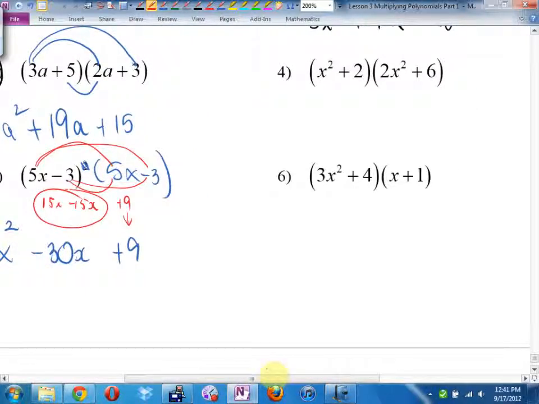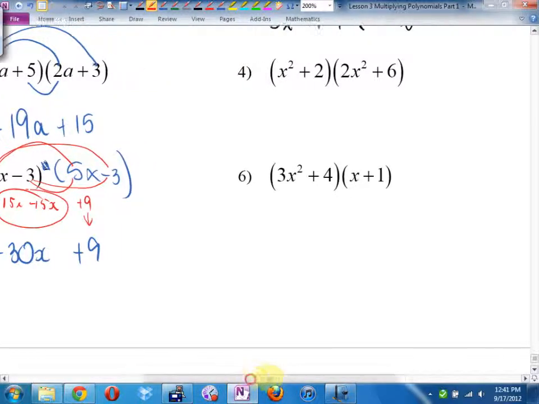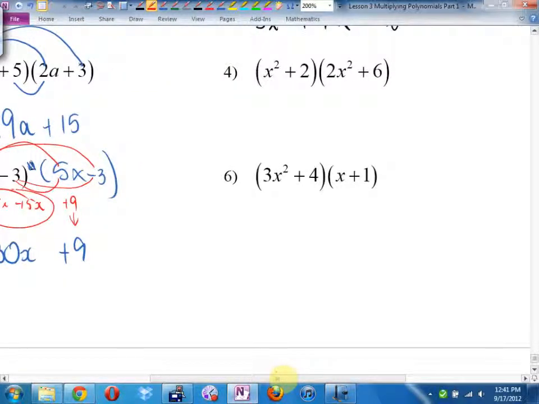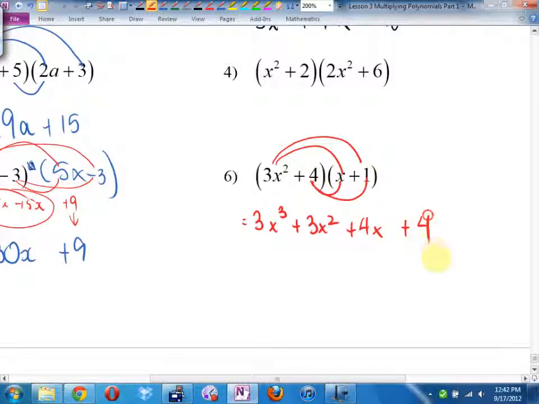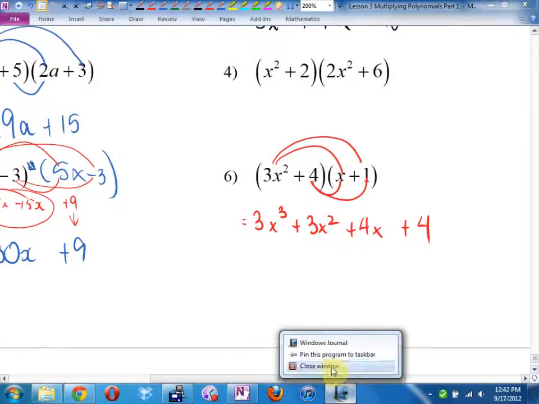Does 6 have different exponents in each term? This one's going to be a bit yuckier. There may or may not be like terms to gather. Let's try this one. 3x squared plus 4, times x plus 1. Here I'm not going to take any shortcuts. 3x squared times x, 3x cubed. 3x squared times positive 1, positive 3x squared. 4 times x, positive 4x. 4 times 1, positive 4. No like terms to gather.